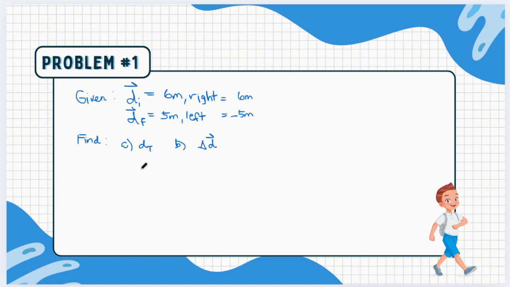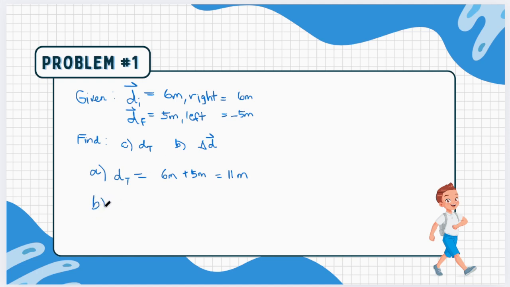So, sabi nga kanina, if we are looking for distance, then we only get the total length of the path. So, therefore, we drop the signs. We only need the absolute values or the positive values of the distances. So, if we want the total distance, then we add 6 meters and 5 meters. And that would give us 11 meters. So, dahil distance siya, wala siyang direction.